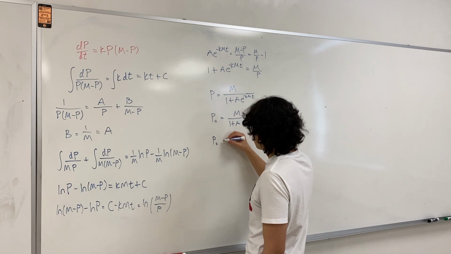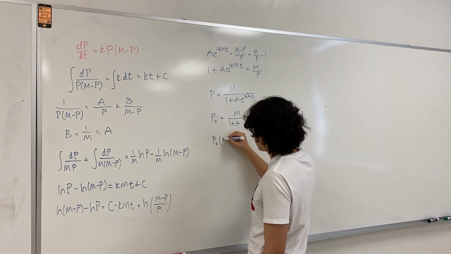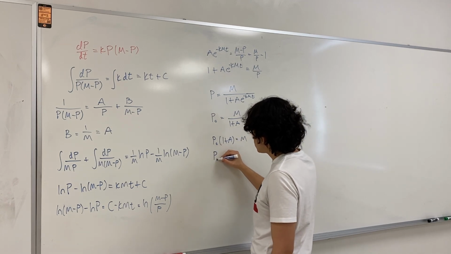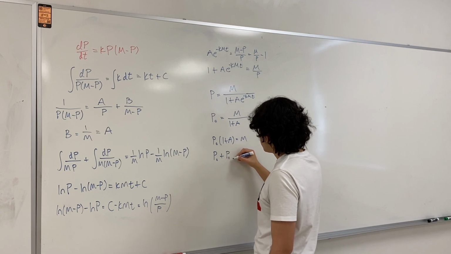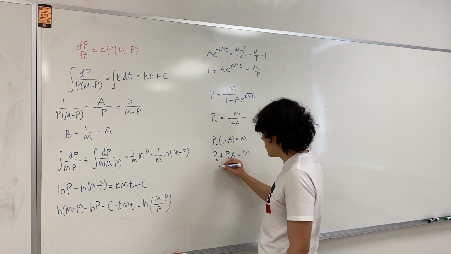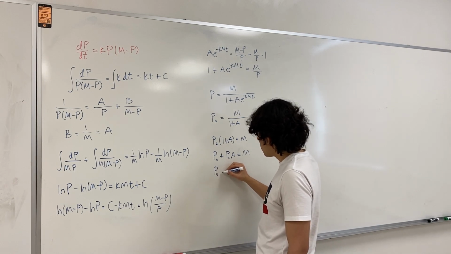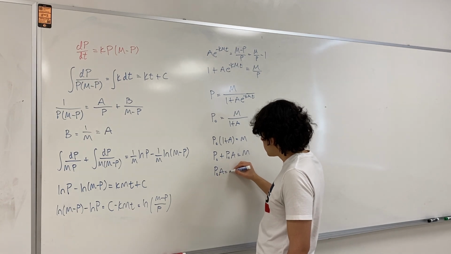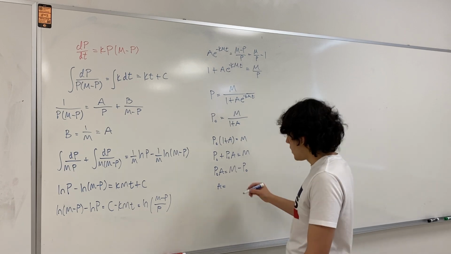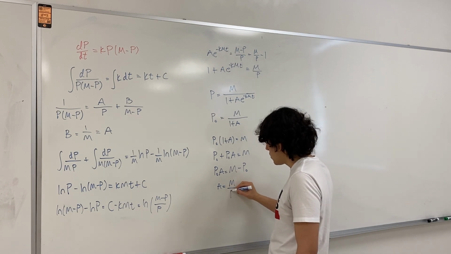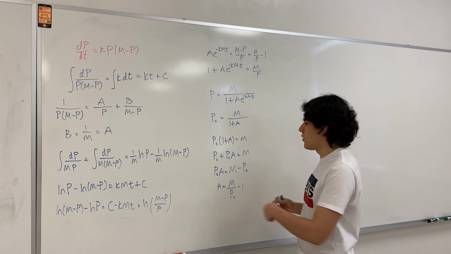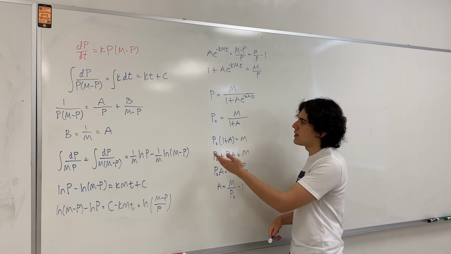I'm going to write out the entire thing. I'm going to multiply both sides of the equation by 1 plus a. Then I'm going to distribute: p naught times 1 plus a equals m. Now we can solve for a by doing the following. We can say p naught times a is equal to m minus p naught, which means that a is equal to, and I'm going to divide by p naught on both sides of the equation, m over p naught minus 1. This is our value for a, so that we can accommodate an initial population.